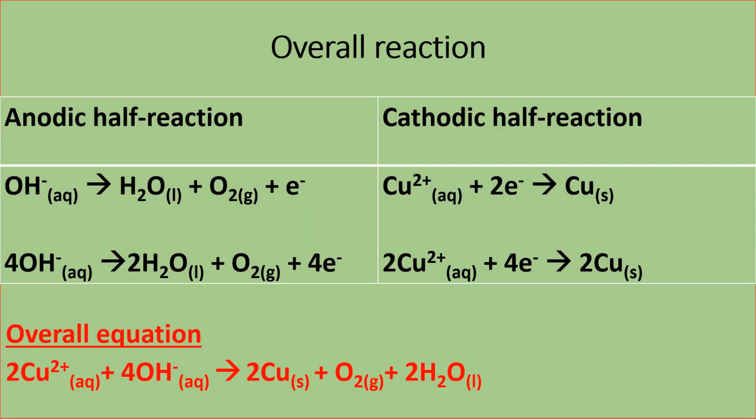This is the overall equation. We have the anodic half reaction and the cathodic half reaction. The cathodic half reaction is the reaction at the cathode, and the anodic half reaction is the reaction at the anode. Hydroxide ion is discharged and loses 1 electron to form a molecule of water and oxygen gas at the anode. At the cathode, copper 2 ion is discharged. It gains 2 electrons and produces what? Metallic copper.